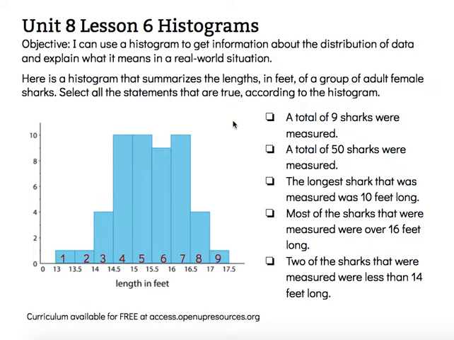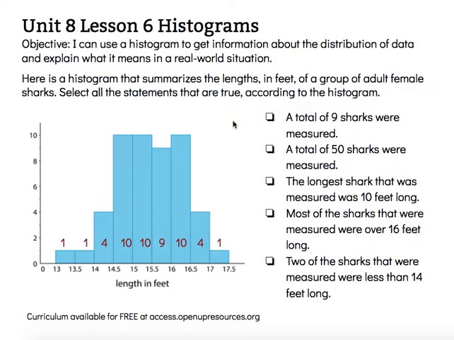Well, I see 9 rectangles. But again, those rectangles are bins. Those aren't representing 9 sharks, and those are the lengths of the 9 sharks. But rather, if you look at the title that's on the x-axis, it says length in feet. So that's not representing 9 sharks, but rather 9 groupings of measurements. So that does not count. That is not correct.